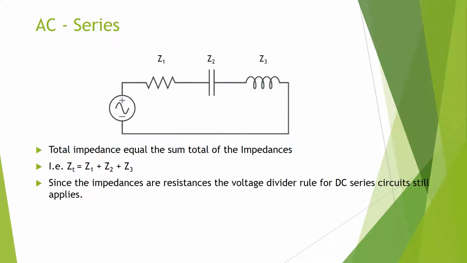This picture shows an AC circuit with a resistor, a capacitor, and an inductor in series. The total impedance of this circuit is equal to the sum of the impedances. And since impedances are resistance and measured in ohms, the voltage divider rule for DC series circuits still applies and can be used to find the voltage across any one of these elements.